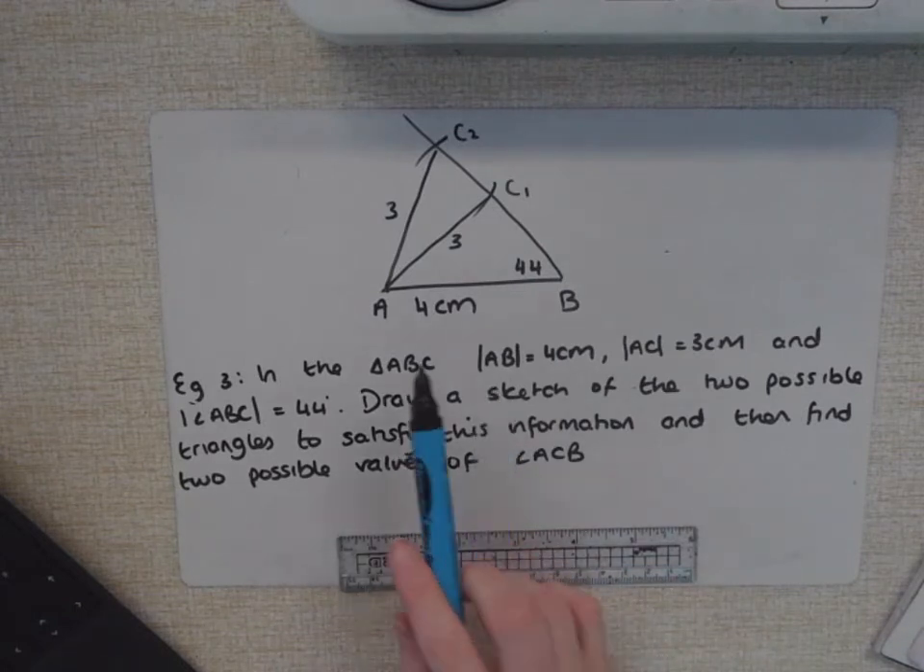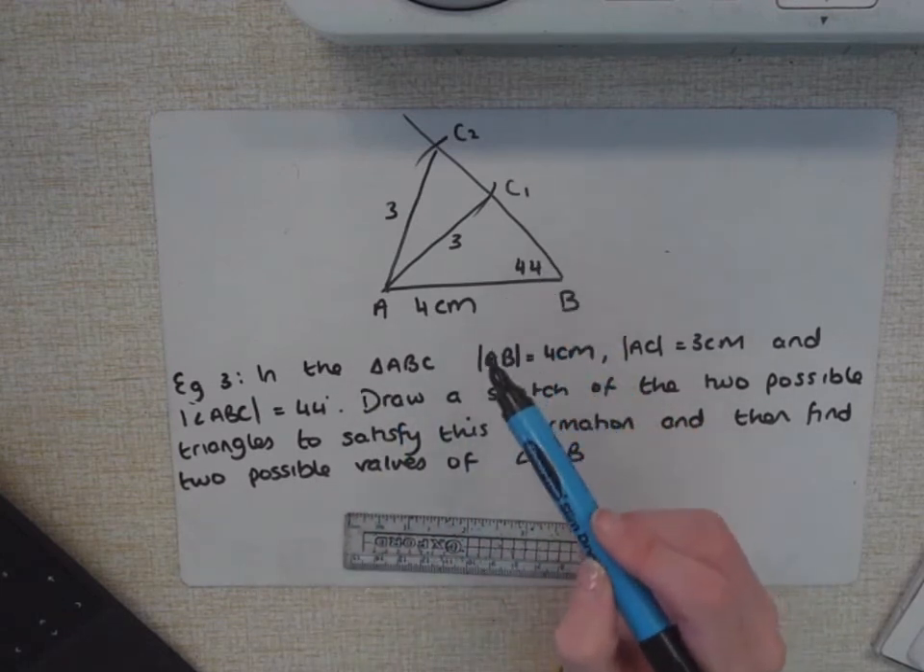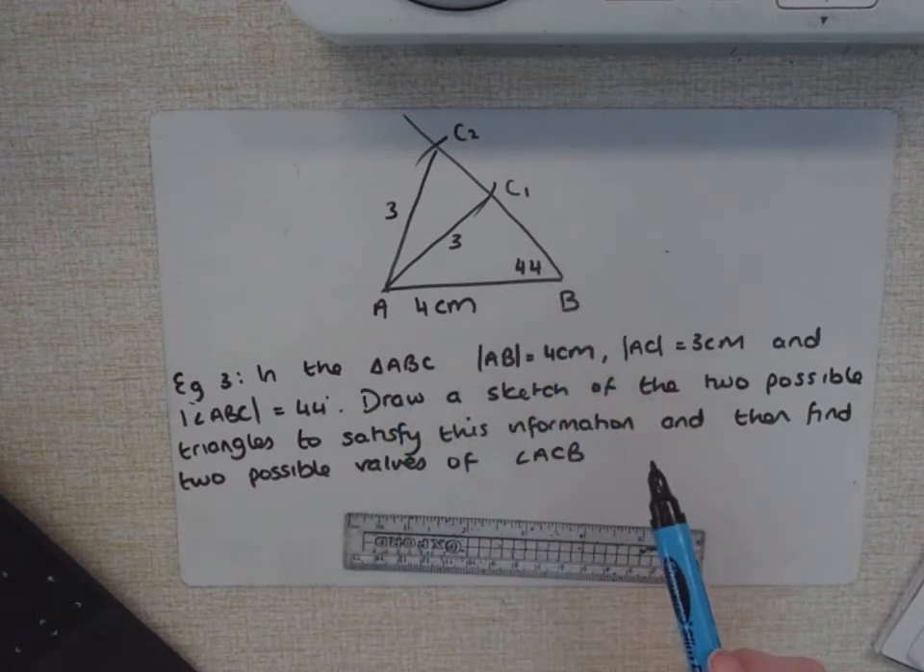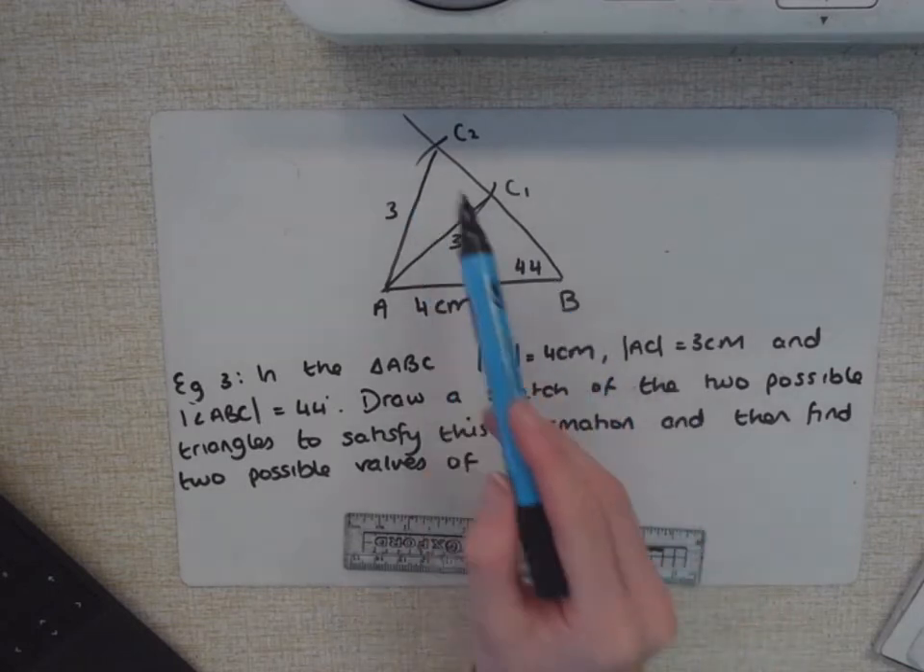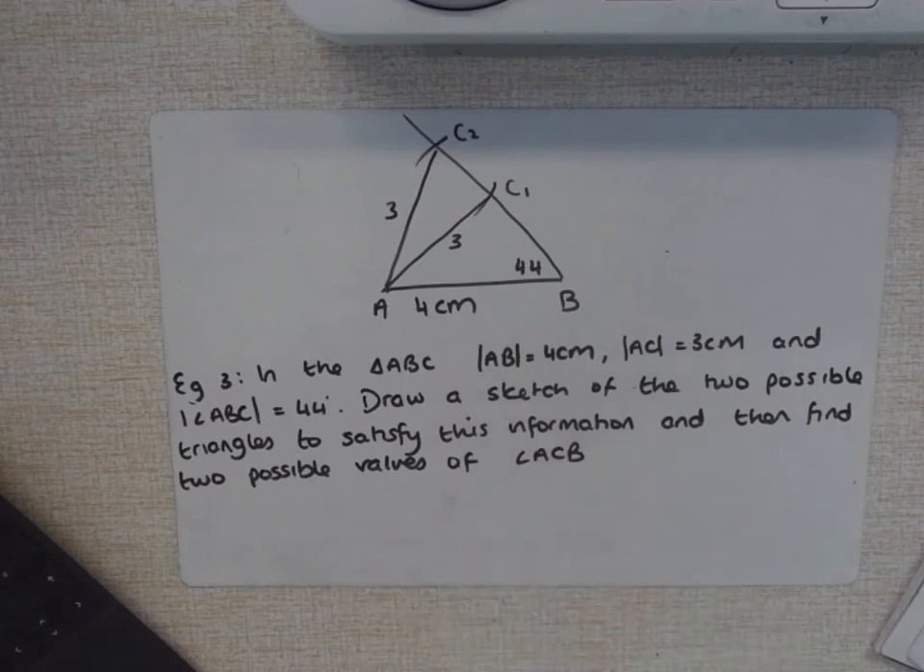So you're drawing what they give you. Draw one line on the bottom, 4. Then draw your 44 with your protractor. And then you're just going to cut that long line in 2 places. Now it is only a sketch. It then says find 2 possible values of angle ACB.